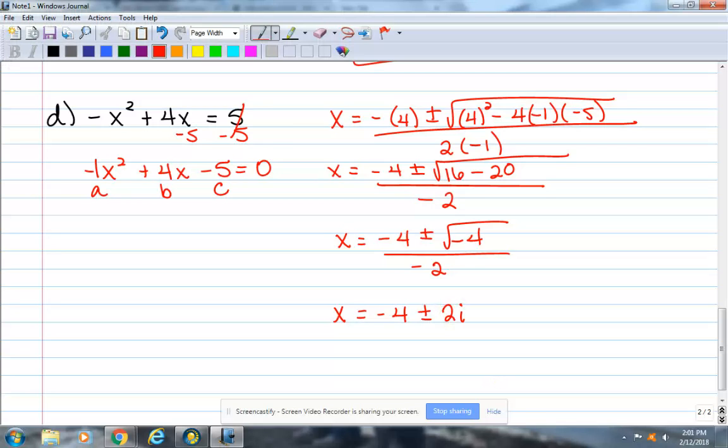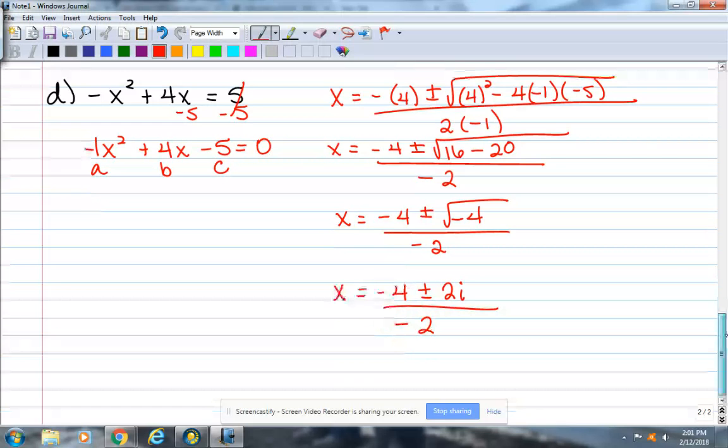So you wouldn't put that 2 in a radical. No, because the square root of 4 is 2. I got rid of your square root because you took the square root of a perfect square. If it comes out to be a whole number after you take the square root of it, then you don't have a radical anymore. And all that's divided by negative 2.